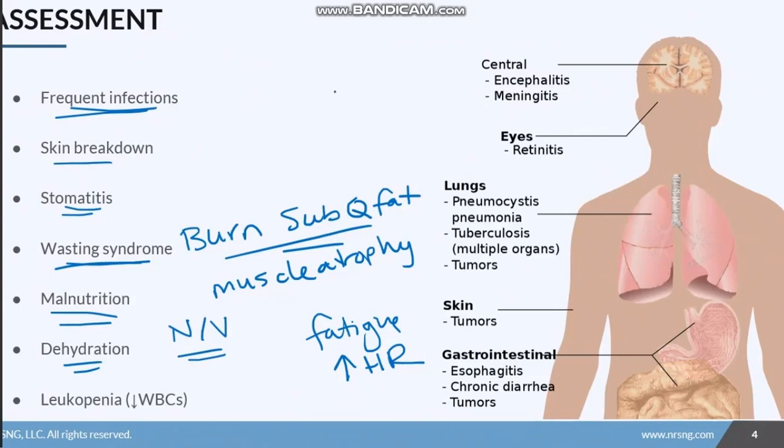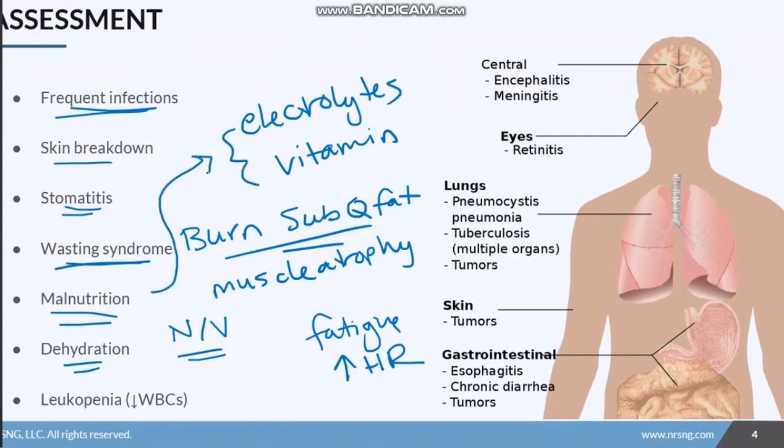With the malnutrition, we'll see their electrolytes out of whack. We'll see vitamin levels out of whack. That's all part of this malnutrition and wasting syndrome. And then, of course, we're going to see their white blood cell count almost completely wiped out. I've seen people with a CD4 count of 0.